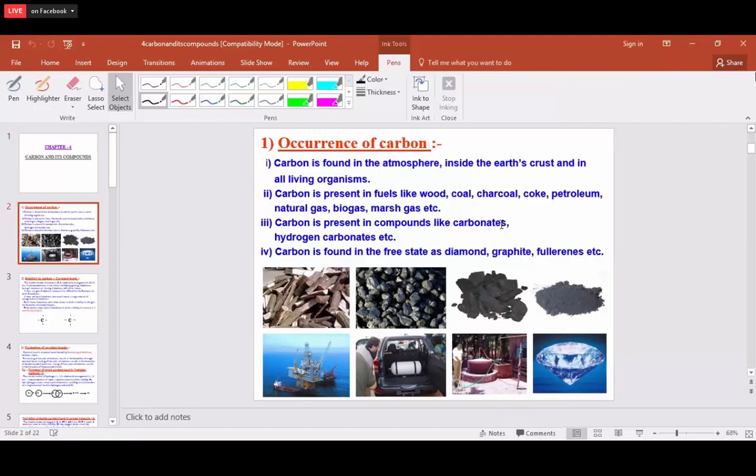Carbon is present in compounds such as carbonates, hydrogen carbonates, etc. And also carbon is found in the free state, such as diamond, graphite, fullerenes. These diamond, graphite, fullerenes are nothing but the allotropes of carbon. Allotropes means they consist of only the same kind of atom, but the arrangement of the atoms is different in each one. That we call allotropes.